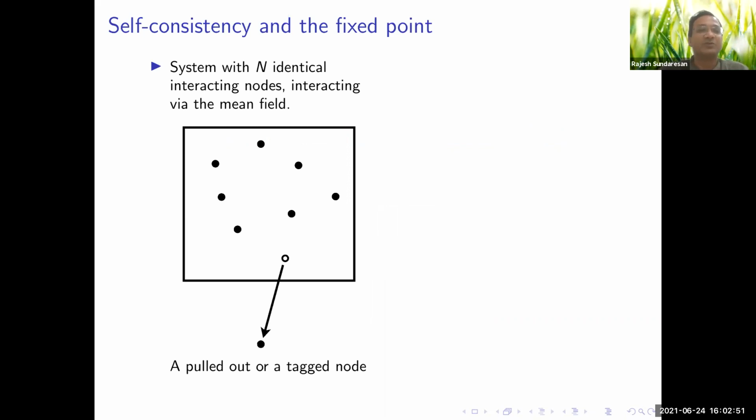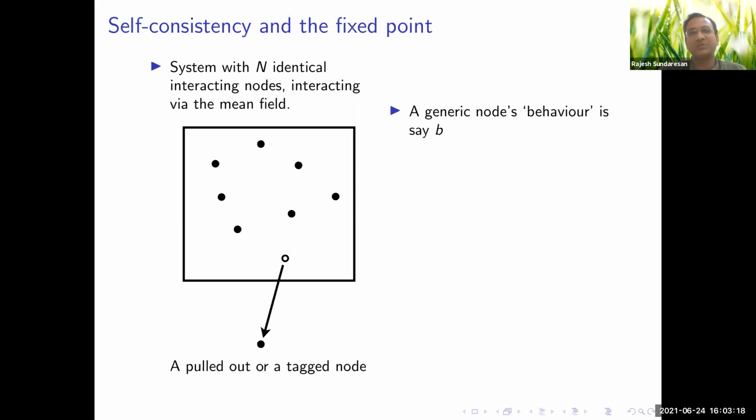So suppose we have a system of n identical interacting particles, and these particles interact via what is called the mean field. So the mean field is, if you have these n particle system, and they have some states, look at the empirical measure of their states. That would be the mean field. And any interaction that happens between these nodes is through that mean field.